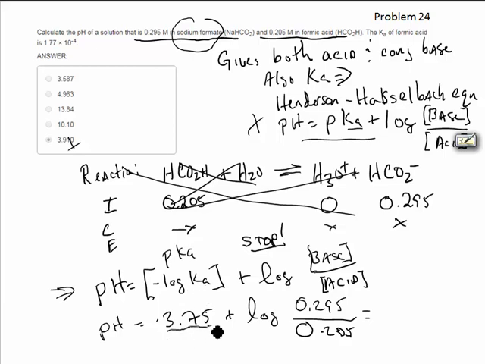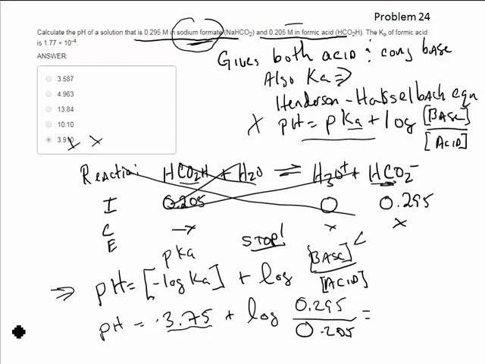And when I do that, that's 3.75, plus the log of the concentration of the base, and the base in this case is the sodium formate. That's this thing. And we're also given the acid, formic acid, so that's on this side. That's the concentration of the base over the concentration of the acid. Then we can crank that out, and that turns out to be a pH equal to 3.910. That's a very straightforward example of when to use Henderson-Hasselbalch.